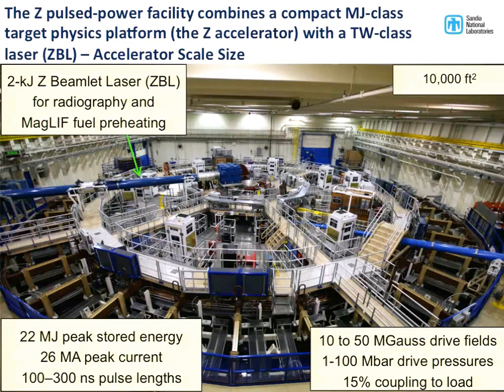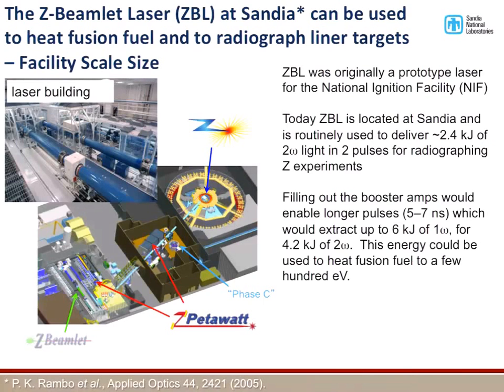So stepping back from the accelerator scale size to the facility scale size at Sandia, here's the Z accelerator perimeter. And here's the laser beamlet line coming in from all the way over in another building where the Z beamlet is generated. It goes through this intermediate building where we can do separate laser-only experiments with some target chambers. And then we can couple it all the way to the pulse power accelerator as well. Interestingly, this laser was developed as a prototype for the NIF. And when they were done testing with it, they shipped it over to us at Sandia, and we're very grateful to have it.